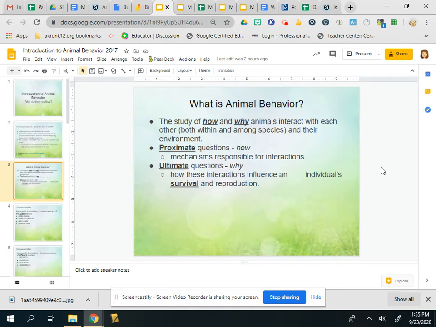Okay, so what is animal behavior? It's the study of how and why animals interact with each other, both within and among other species, and their environment. So we're looking at things like proximate causes and ultimate causes. Proximate causes question how these interactions occur, and the ultimate causes answer the why question. Why are these behaviors occurring? Is it because it's a survival thing, from an evolution standpoint?